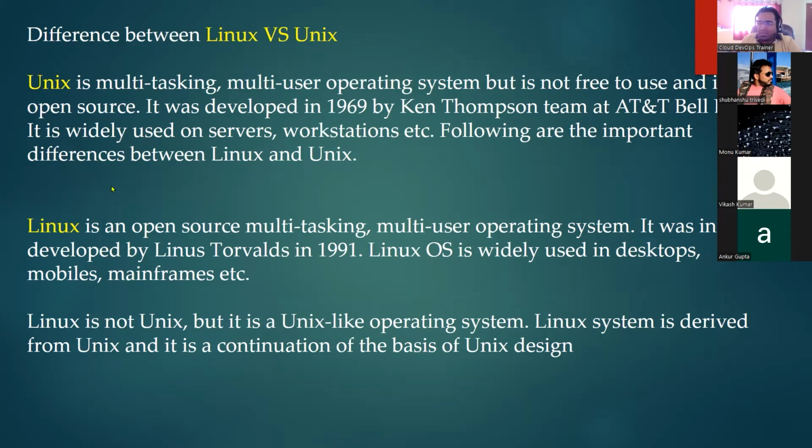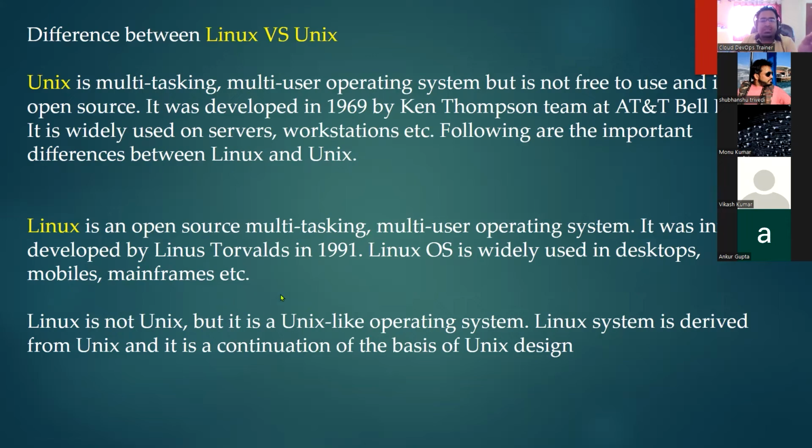Linux is an open source multitasking multi-user operating system initially developed by Linus Torvalds in 1991. He took the idea from Unix, which was developed in 1969, and in 1991 Linux was introduced as open source, freely available to use. So Linux is not Unix, but a Unix-like operating system.